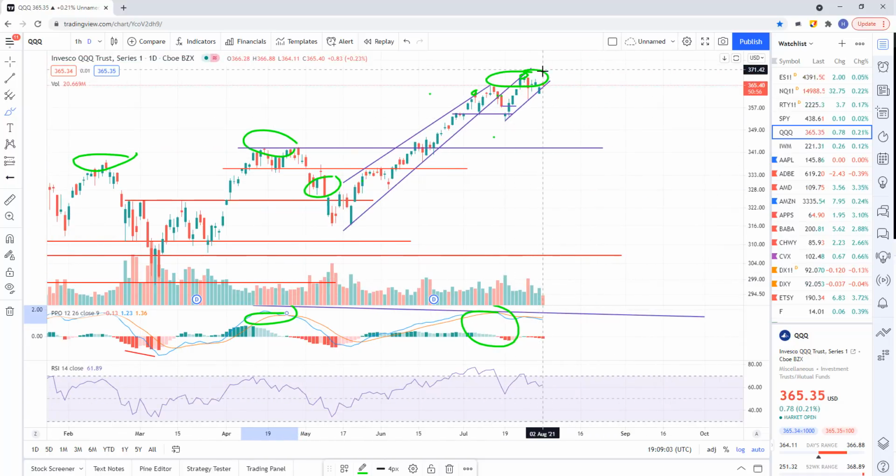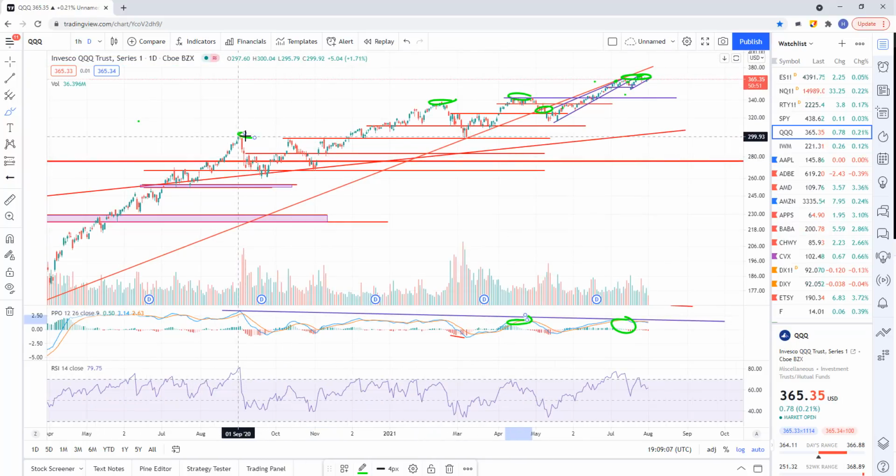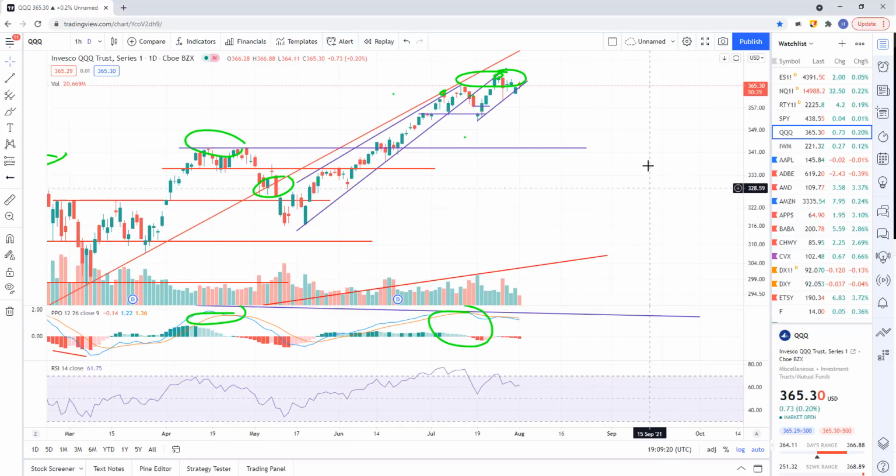So we have negative divergence up here, and every single divergent high that we've gotten in triple Qs recently, when it's been a negative divergent high, we've got a correction. You can see here we had one, we corrected. Here we had another one, we corrected a little bit, and we have another one. So I'm expecting the start of a correction.